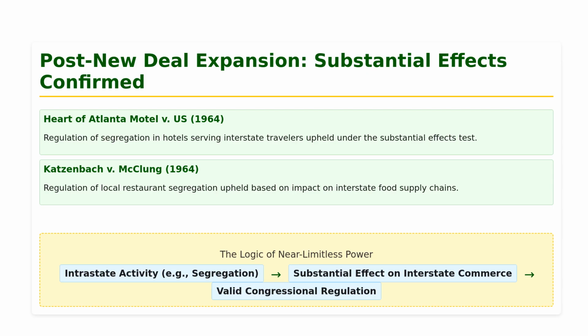Similarly, in Katzenbach versus McClung, the court upheld the Civil Rights Act as applied to a local restaurant that purchased supplies from out of state. The court reasoned that the cumulative effect of denying service to patrons substantially affected the flow of goods across state lines. These decisions cemented the post-New Deal understanding: if an intrastate activity, even one seemingly local like operating a hotel or restaurant, had a substantial effect on interstate commerce, Congress could regulate it. This framework suggested federal power was virtually unchecked.